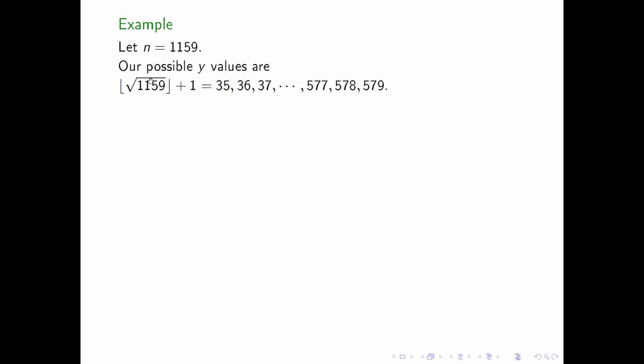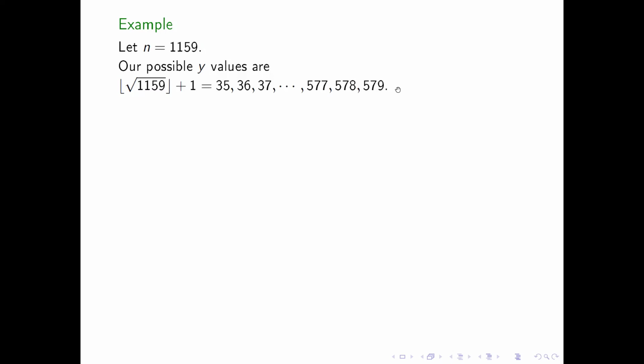Not the actual square, but the floor of that square root plus 1 is 35. So I'm going to take that from 36 all the way up to 1,159 minus 1, which is 58, and then divide that by 2, and you get this 579. So I'm going to run through these options. You notice that means I have over 530 options to run through.